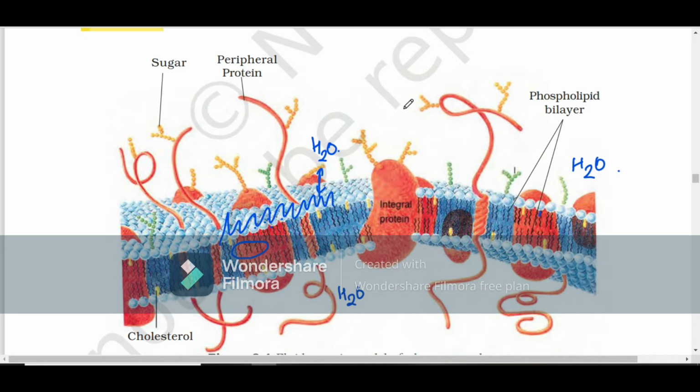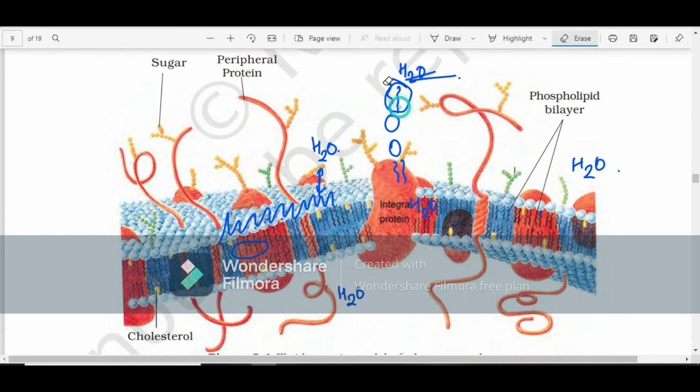But if the reverse was made, let's suppose the layer was like this and there's water outside, then these are hydrophobic, right? They don't want water, so their functions will necessarily not be taking place.